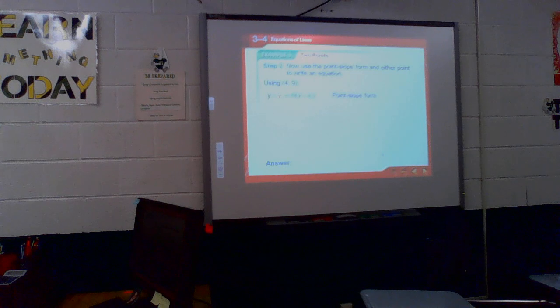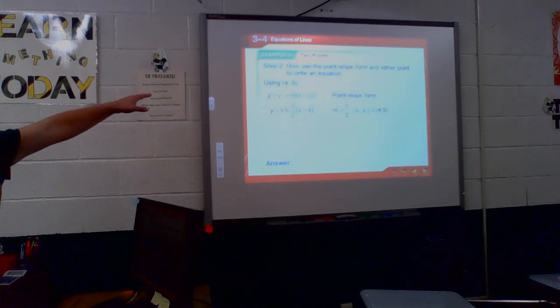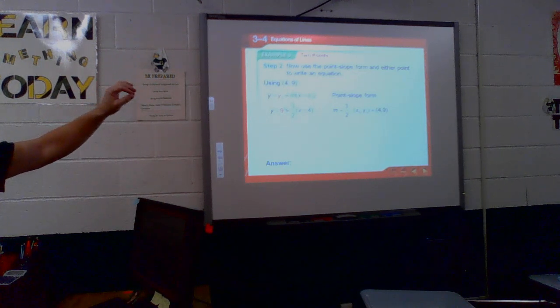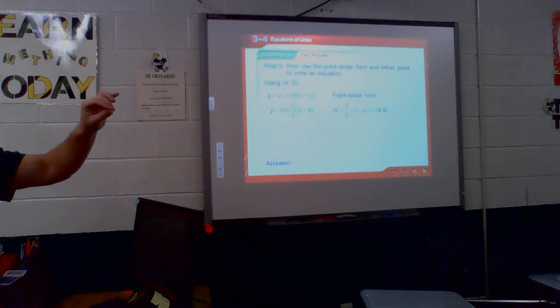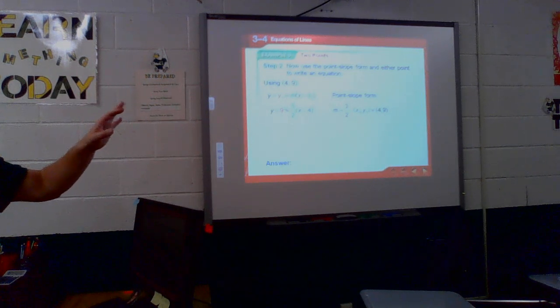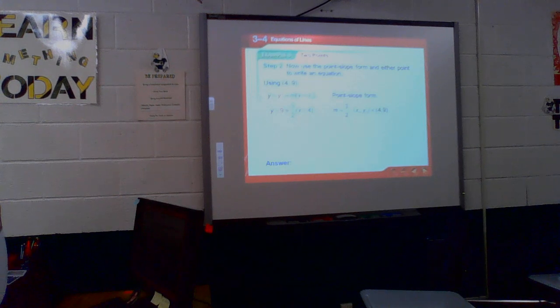If you would have continued on the way they did it in this one, all we're doing here is showing you two different options of finding the exact same thing. So then they would have just put in their information, their 4 and their 9. Remember, every time that I use this formula, point slope form, the variables that have the little subscripts are my point. The y and the x that don't have subscripts are just simply y and x. They're always going to be there.